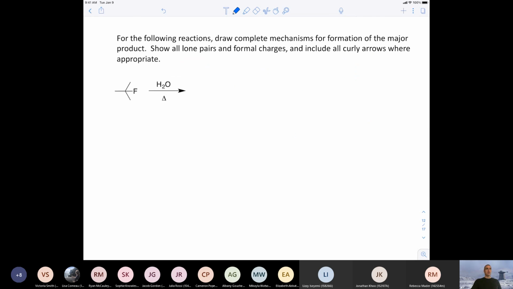How about this one? What kind of alkyl halide is this? It's tertiary, good. We've got heat. We've got a protic solvent. Everything here kind of looks like it's E1, but it's not. No reaction. Why is this no reaction?